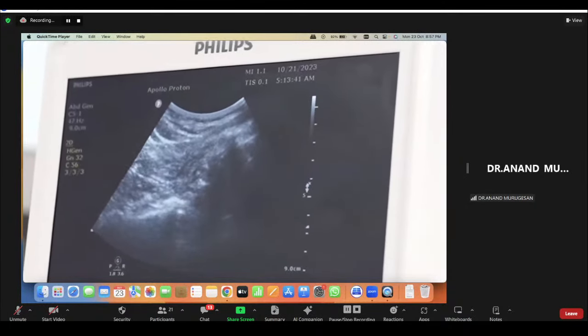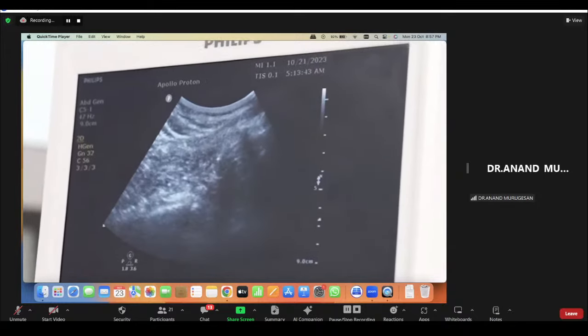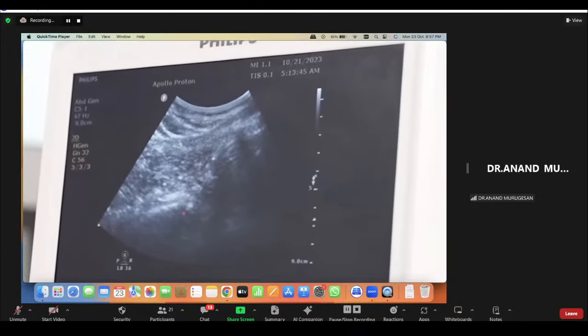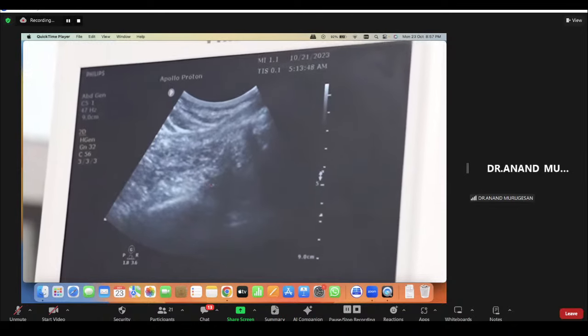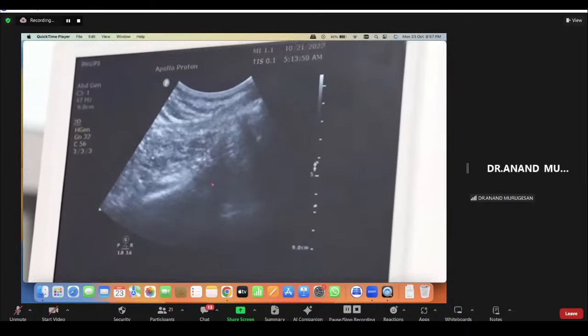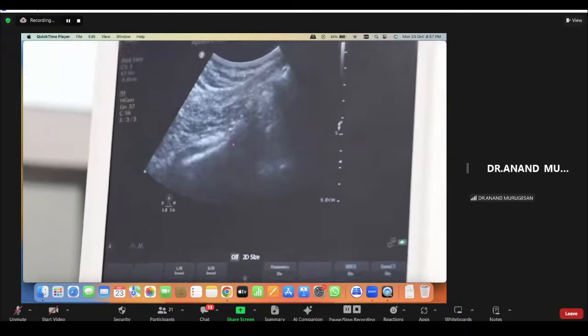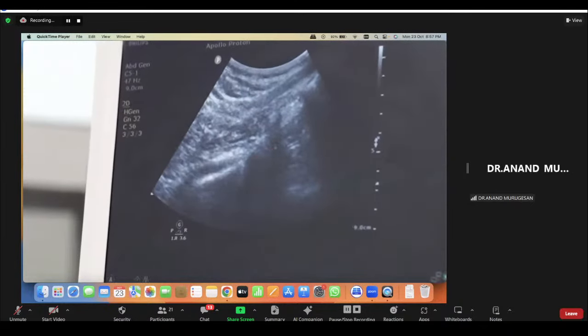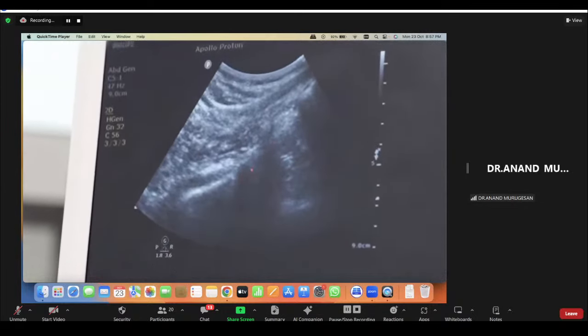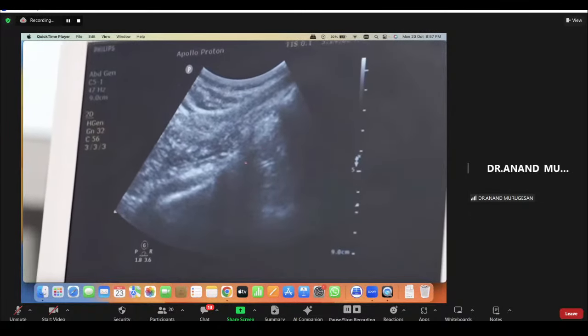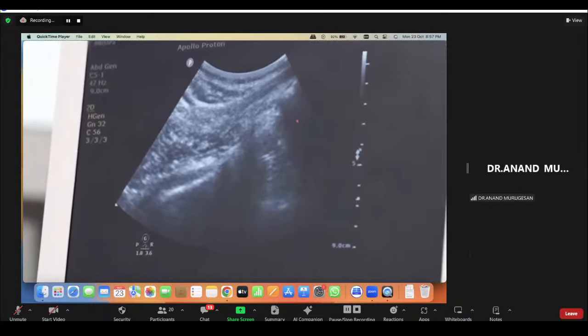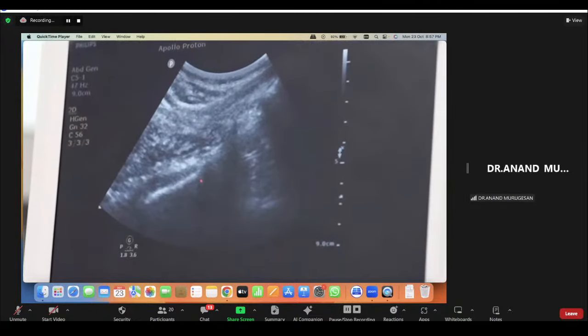So now you can see the sciatic nerve much better, and you can see the pudendal artery. See now, you can see the ischial spine ends here. After this, there is a continuation here. So that is the sacrospinous ligament, which connects the sacrum medially to the ischial spine of the pelvis.